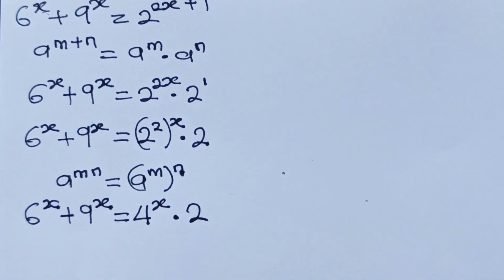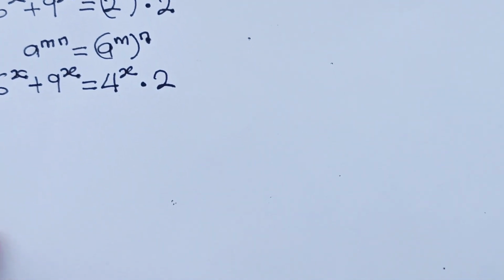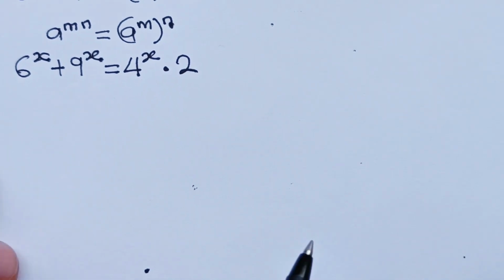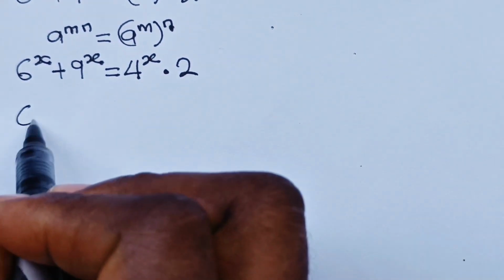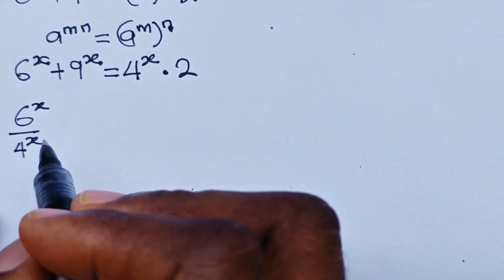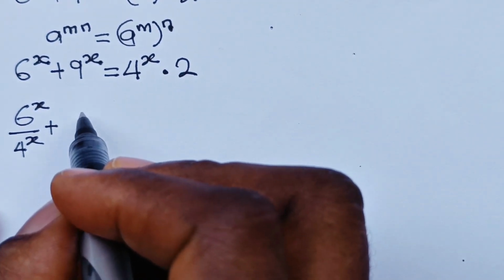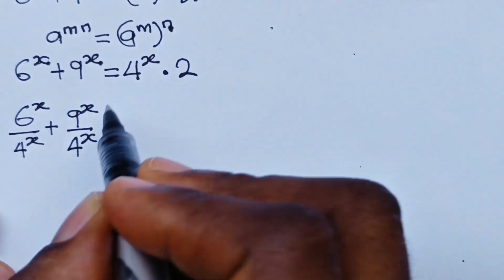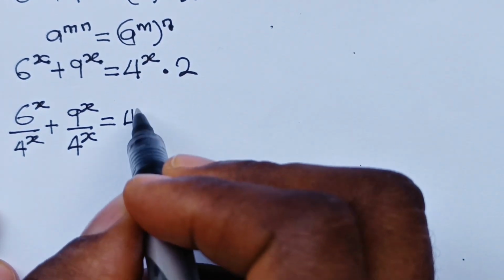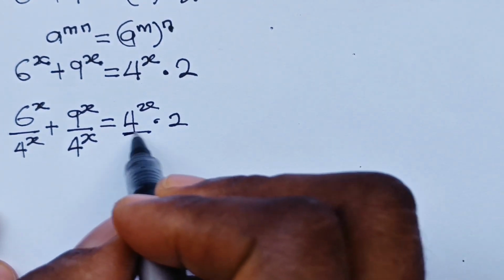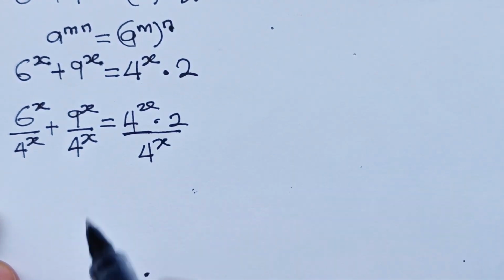Now let us divide through by 4 to the power of x. Now we have 6 to the power of x divided by 4 to the power of x plus 9 to the power of x divided by 4 to the power of x is equal to 4 to the power of x multiplied by 2 divided by 4 to the power of x.